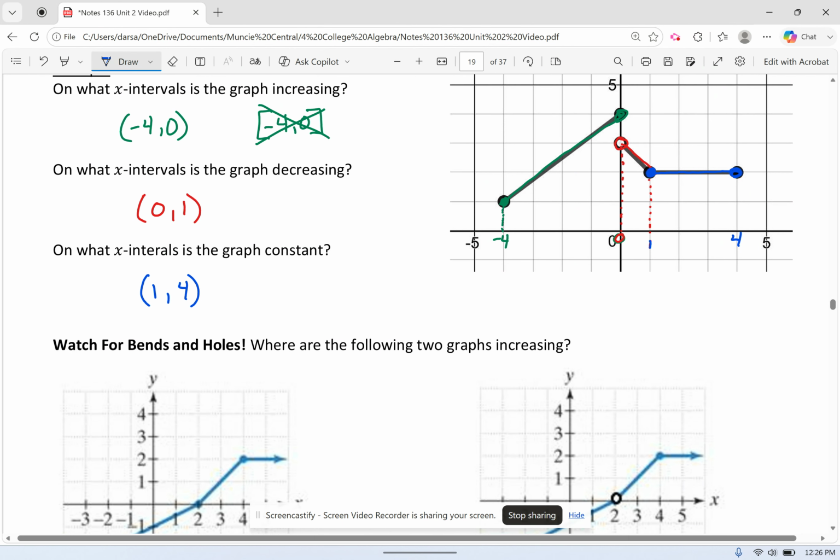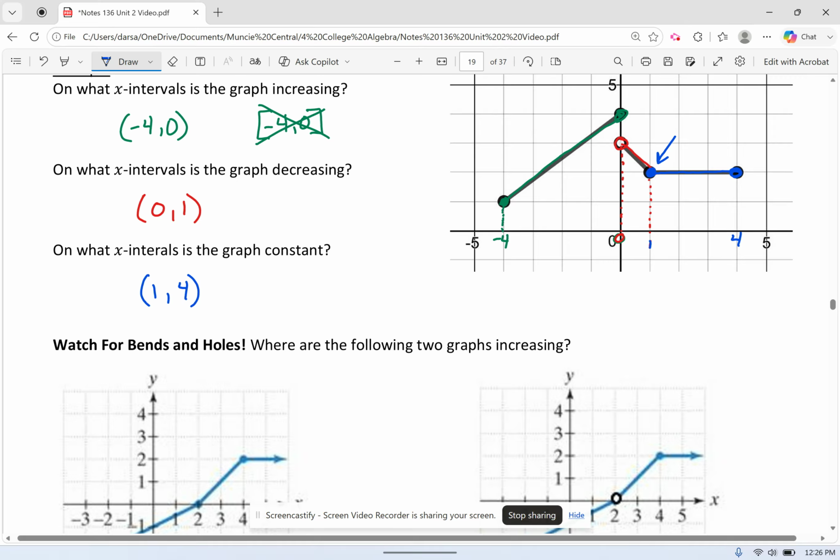This also is a great time for us to look and see why we are using parentheses by looking at this spot where x equals 1. So before 1 it's decreasing, but after 1 it's constant. So what's happening exactly at 1? Is it decreasing or is it constant? I don't know. Is it both? Is it neither? We're just not sure.